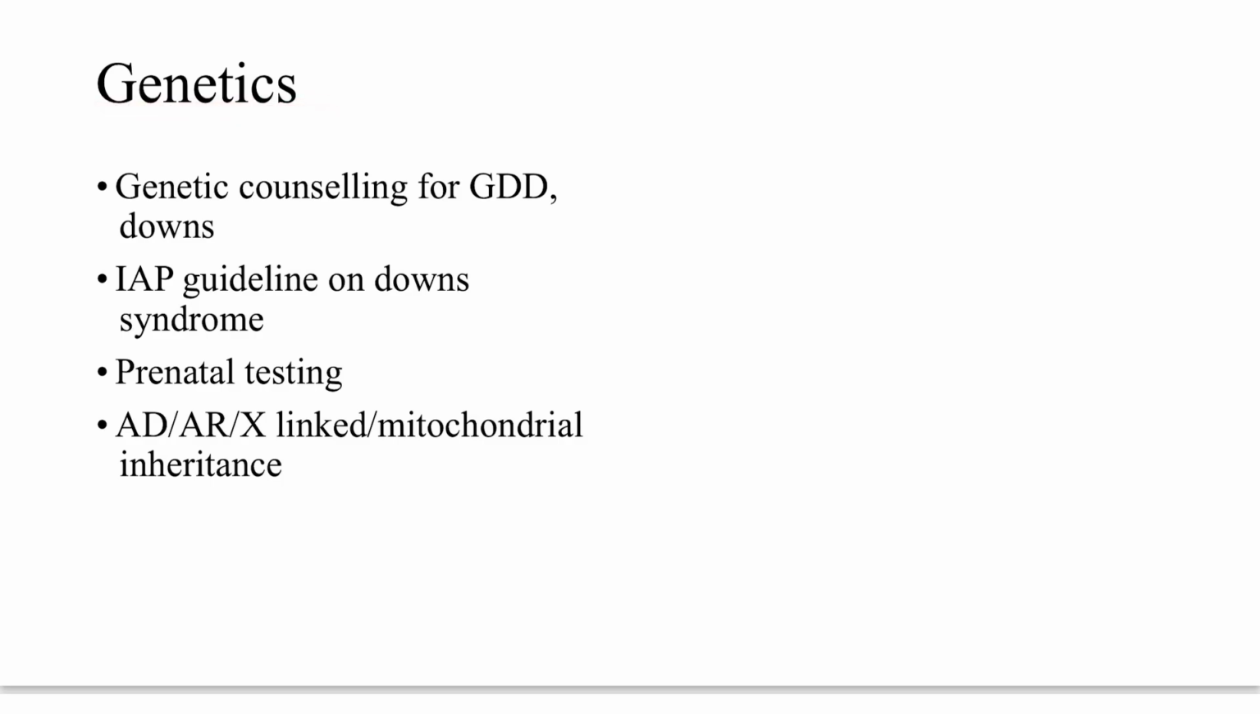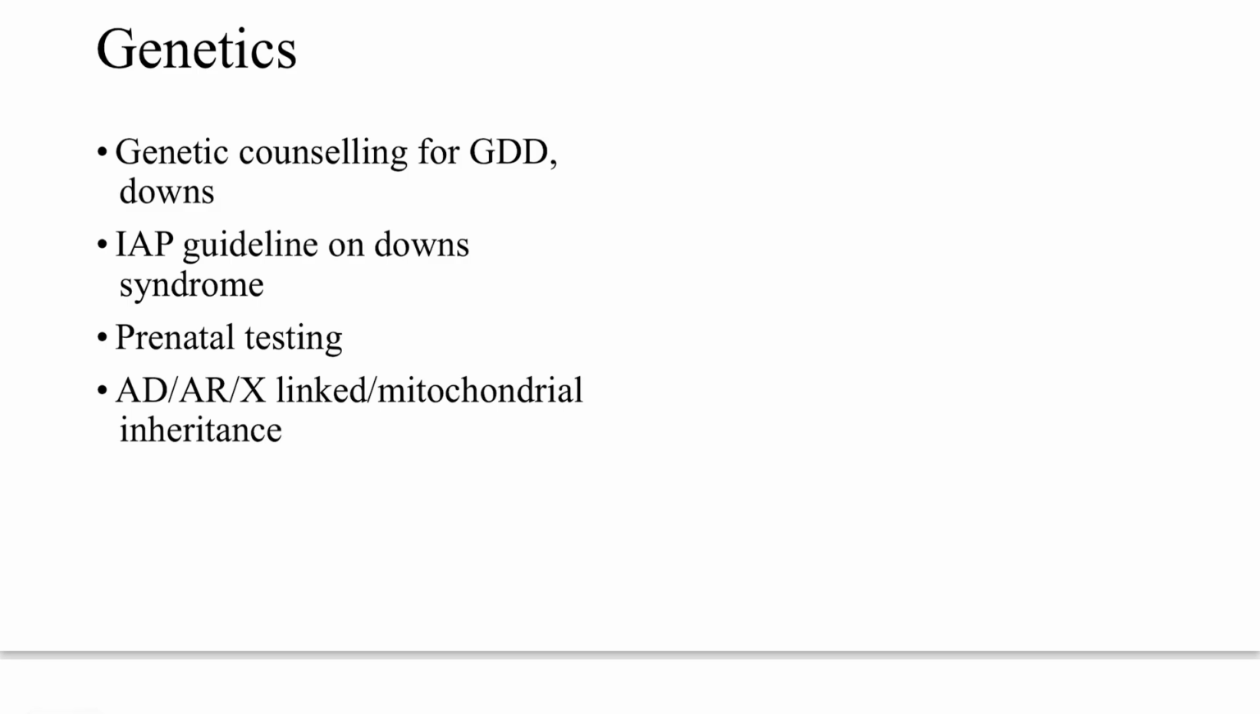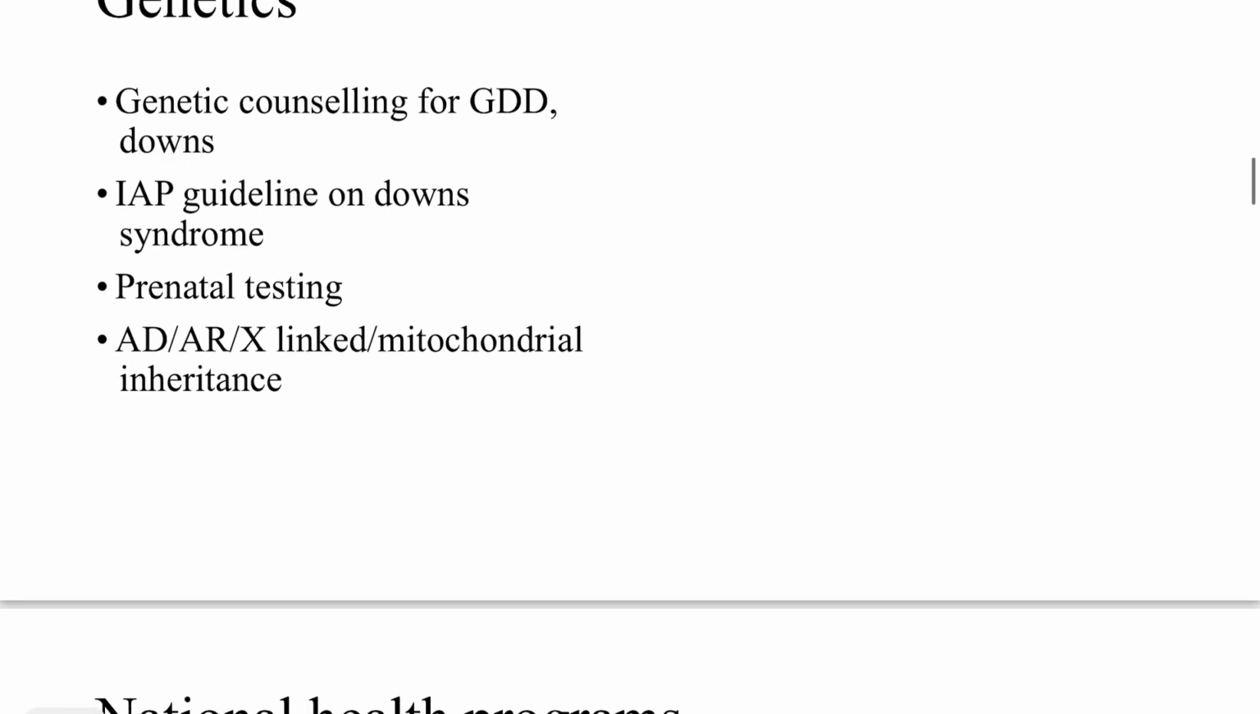Genetics: you should know about genetic counseling, for developmental delay and for Down syndrome. There is a recent IAP guideline that has come out on management of Down syndrome children. You should know that. Prenatal testing: they can ask for a specific disease, or just ask about prenatal identification of syndromes. And you should know the different inheritances and how to draw a family tree for autosomal dominant, recessive, X-linked, mitochondrial, etc. I don't know if anything else can be asked in genetics. If I have missed anything important on any of these topics, put it down in the comments so that other students will know it also has to be read.